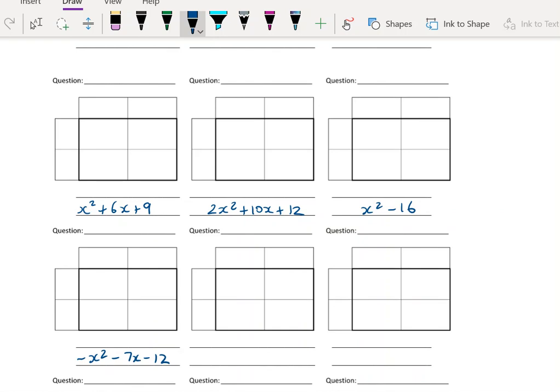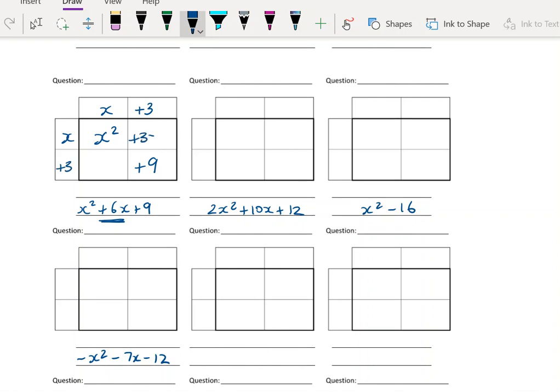All right, first one, let's set it up. We need an x squared here. We need a plus 9 here. That's going to give us an x here and x here. And we're looking for two numbers that multiply together to give 9 and add together to give 6. Now this is not that tricky, this question. I'm sure you can see that the two numbers that multiply to give 9 and add to give 6 are going to be 3 and 3.